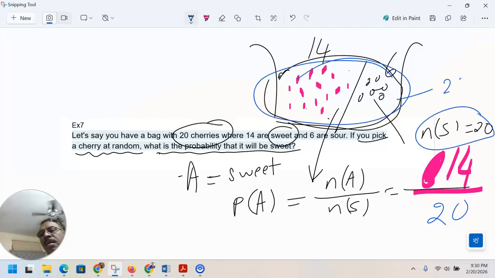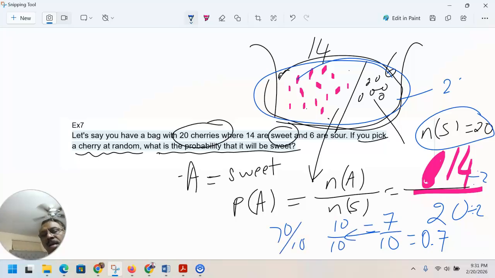And we can reduce this by dividing by 2 and you get 7 over 10, which is 0.7. Or if you multiply and divide by 10, you get 70 over 100, which is also 70%. You're done.